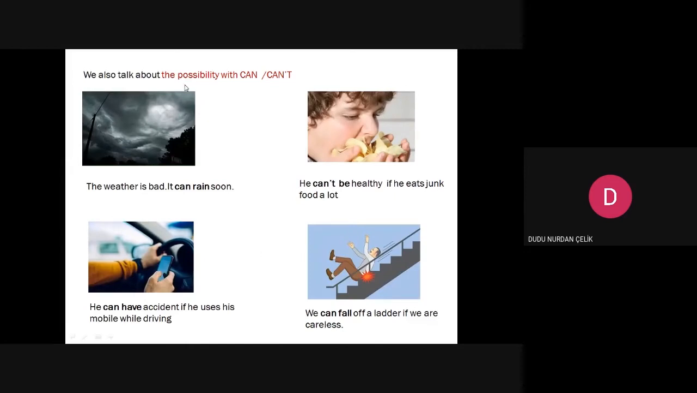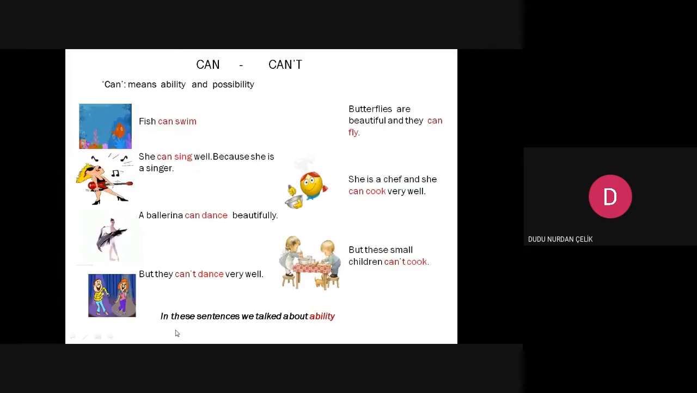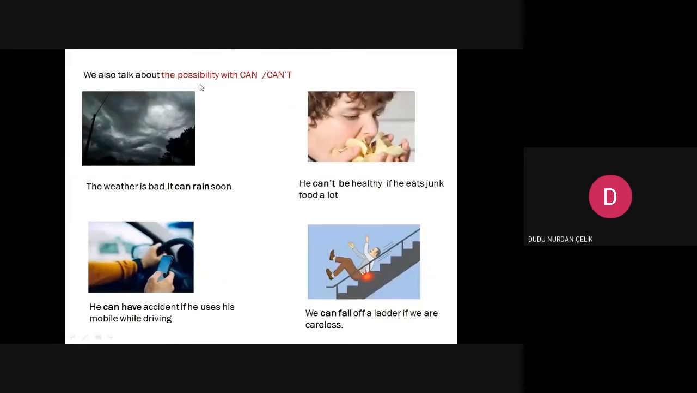We also talk about the possibility with can, can't. On this page, we talked about ability, and now we're talking about possibility. Look at the picture. The weather is really bad. You can see black clouds in the sky. The rain is coming. We can say the weather is bad. It can rain soon.